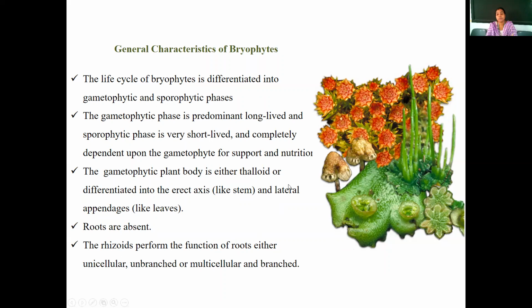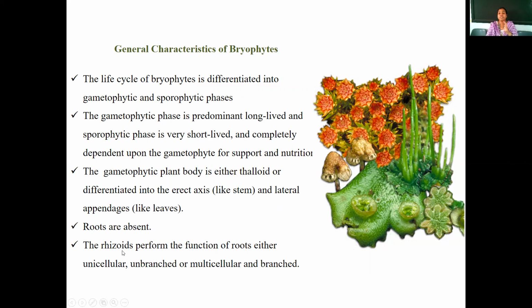This is the immediate evolution from algae. So you have to use words like stem and leaves. Like a stem, we call it an erect axis. Like leaves, we call them lateral appendages. Roots are completely absent. So instead of roots, you have to use the word rhizoids. Complete root structure is absent.